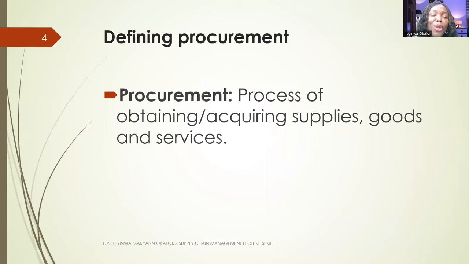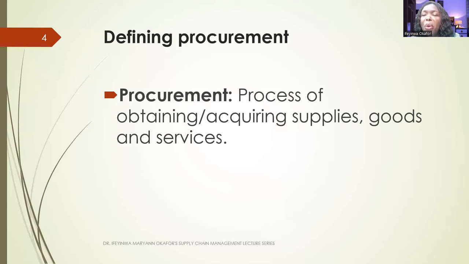Now, what is procurement? Procurement is the process of obtaining or acquiring supplies, goods, and services.